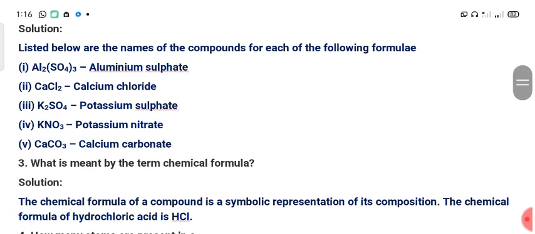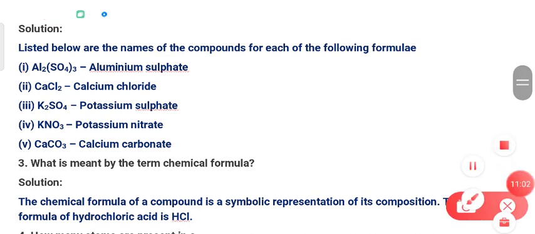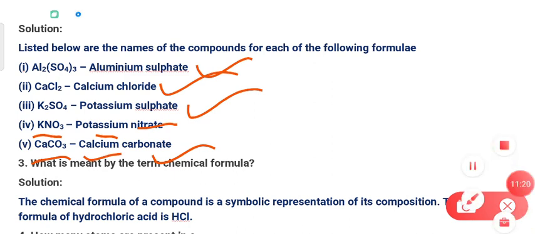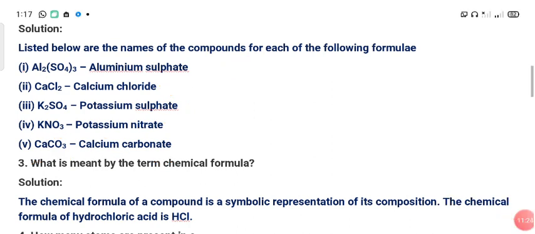So here you can see all the names are given, right? Aluminum sulfate, calcium chloride, potassium sulfate. Now again K for potassium and NO3 for nitrate, so potassium nitrate. In the same way, calcium carbonate, CO3 is carbonate, so it becomes calcium carbonate. This is how you will find out the names of the compounds by looking at their formulae, right?